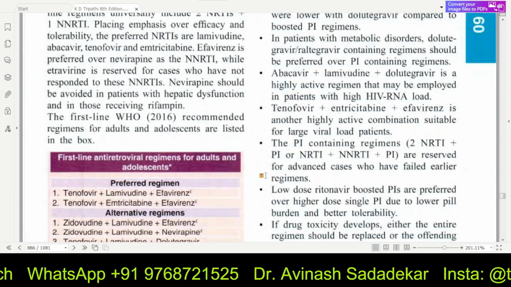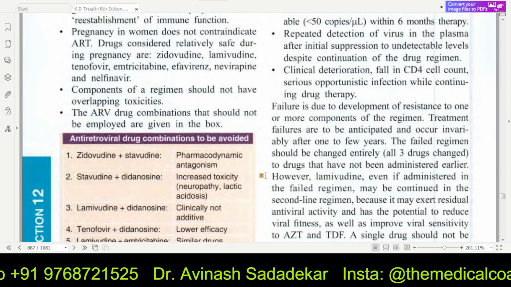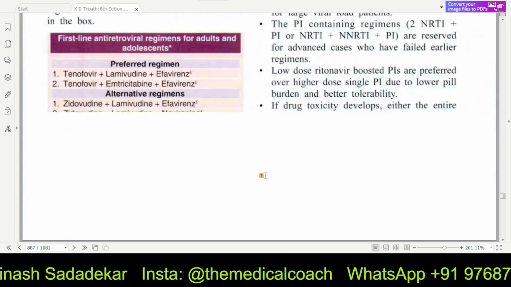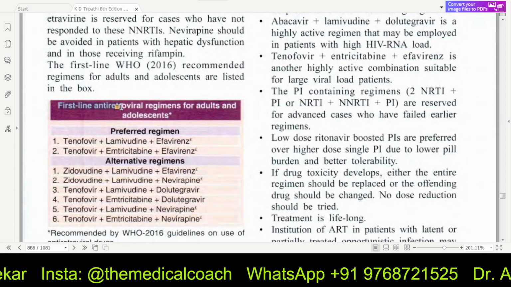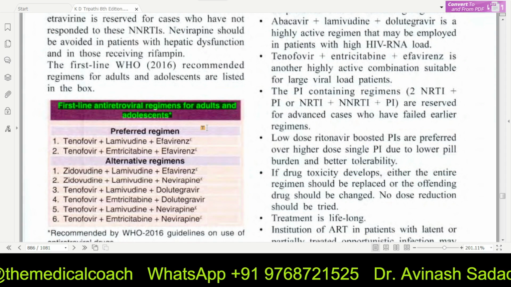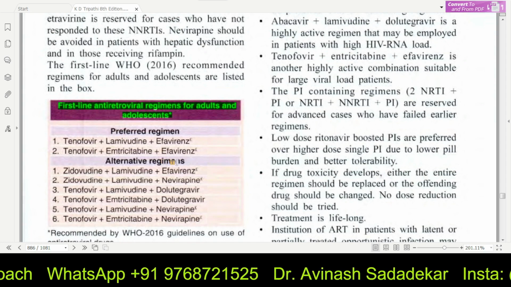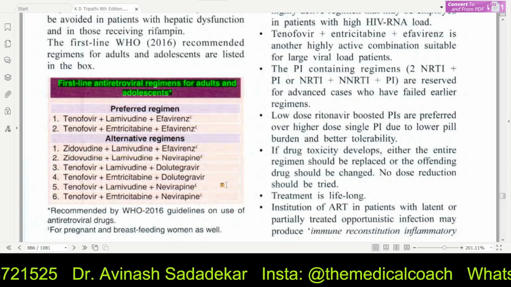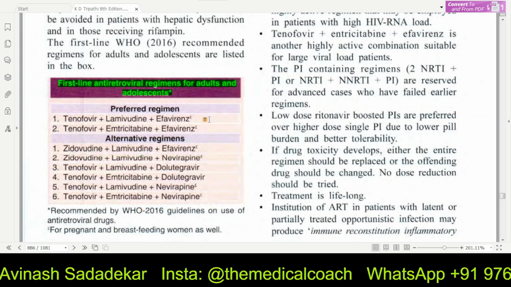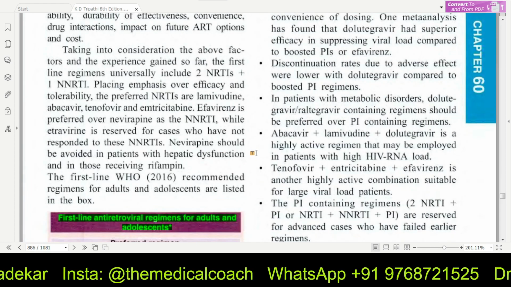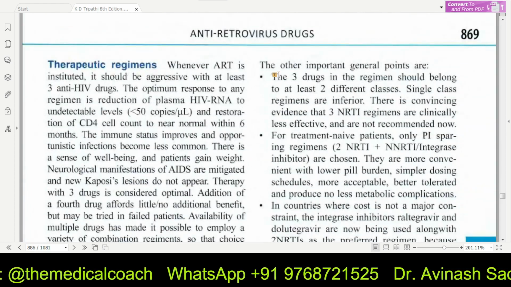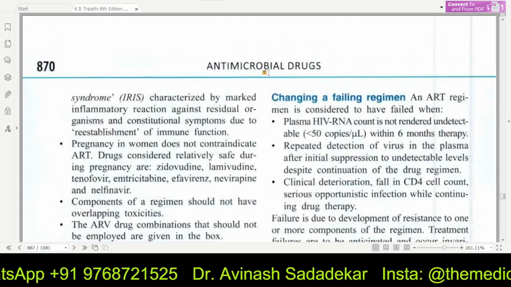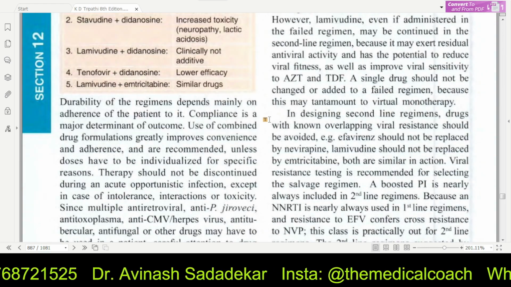You have to directly jump onto where is that table? Yes, this is the table. The first line, antiretroviral regime for adults and adolescents. So preferred regime and alternative regimes. You need to learn these by heart, as many combinations as you can. It would be good. At least both the preferred regimes and at least 2 alternative regimes should be learned by heart, and you should know other general principles. Good to know. This is not a must know. If you can, that would be good. Okay.